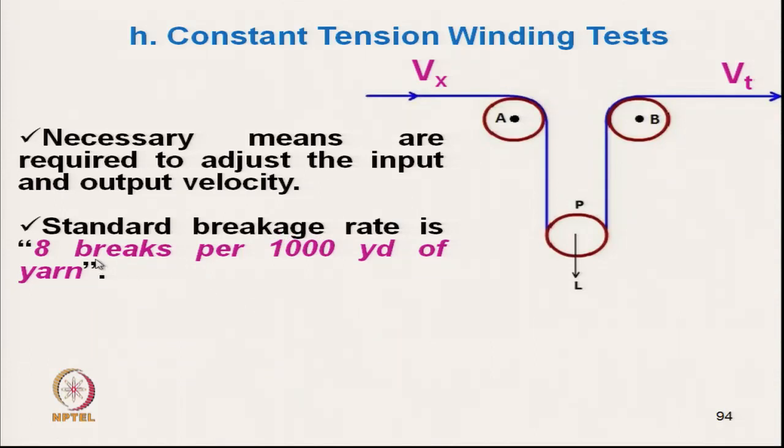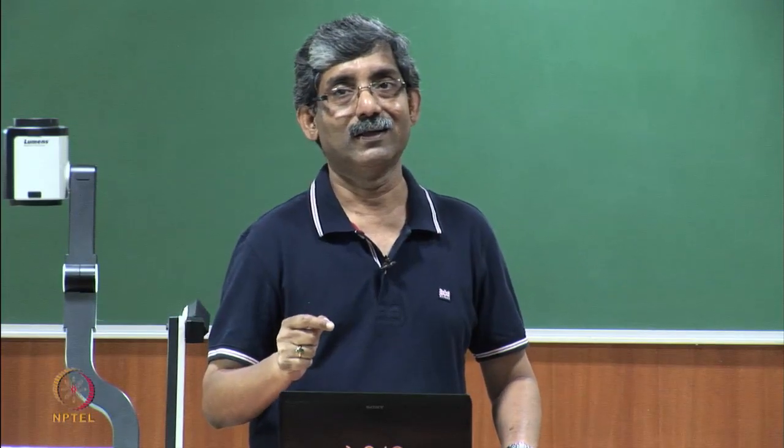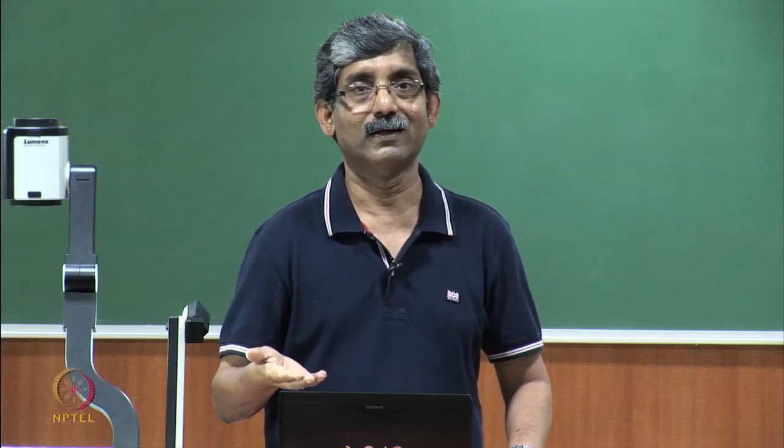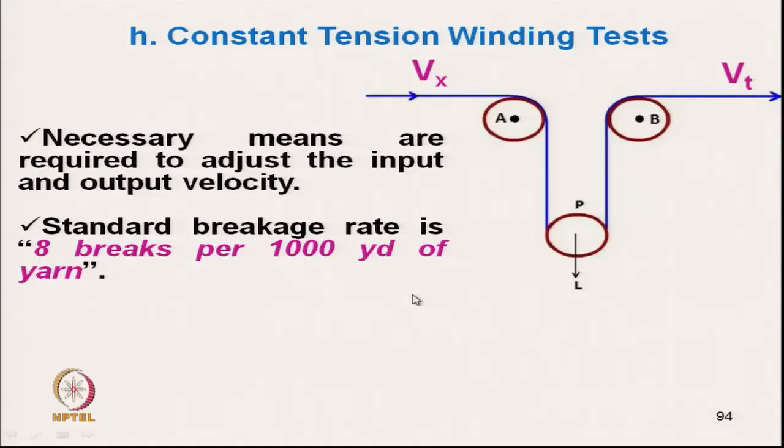And as I have mentioned, the standard breakage rate is 8 breaks per 1000 yard of yarn. So, it is not that we cannot get 20 breaks, but as per the BS standard it is 8 breaks per 1000 yard of yarn. That means, in this instrument it is expressed in terms of the load required for 8 breaks per 1000 yard in the yarn. So, we will continue with this topic.